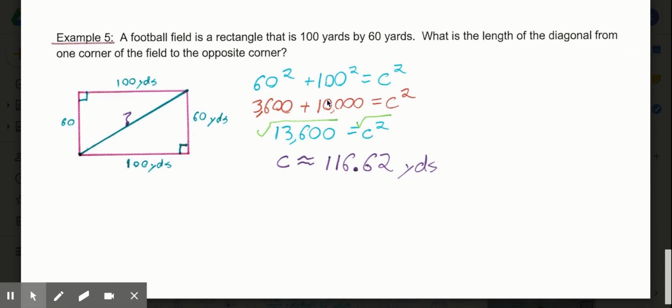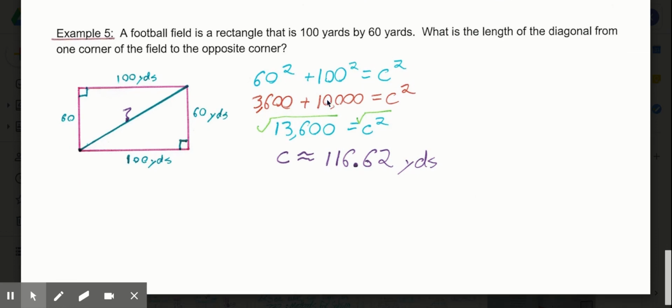And our last example for this lesson, example 5 states a football field is a rectangle that is 100 yards by 60 yards, not counting end zones. What is the length of the diagonal from one corner of the field to the opposite corner? So you can see I started with drawing the image and drew in one diagonal, and that creates our right triangles. So our right triangle has a leg of 60 yards and 100 yards. So 60 squared plus 100 squared equals c squared.